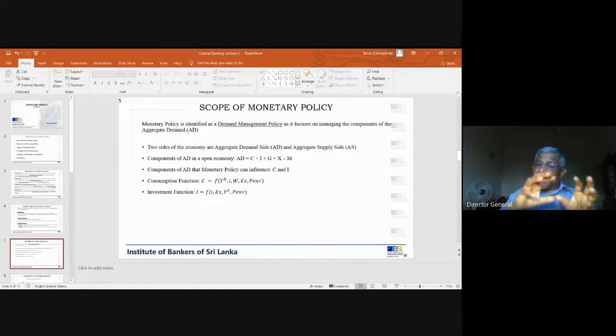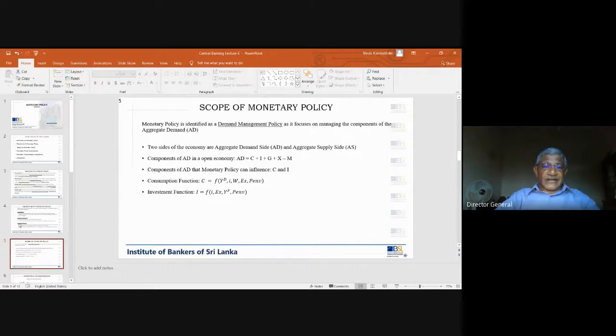Then here we have another aspect on this side. Monetary policy is identified as the demand management policy. How can the central bank create price stability? From which side? Demand management policy, and it focuses on managing the components of the aggregate demand. Okay, here let's look at the next explanation there. Sometimes I read without reading, because I have already put all those things. Therefore, repetition is always better.